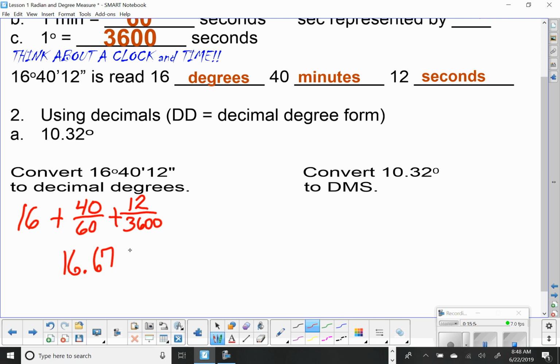16.67 degrees. And that should make sense because 40 minutes, that's 2/3 of an hour. 12 more minutes means I've got a little more than 2/3. 16.67 degrees. Makes sense. Now I want to convert 10.32. Well, 0.32 is a little less than 1/3, which means it's going to be a little less than 20 minutes. If you just think about what's 1/3 of an hour, 20 minutes.